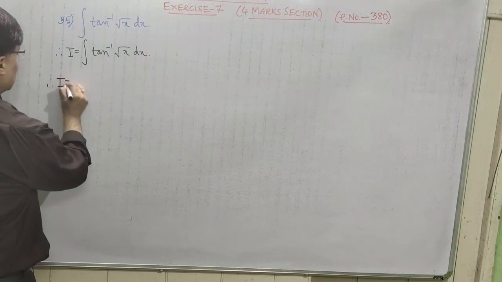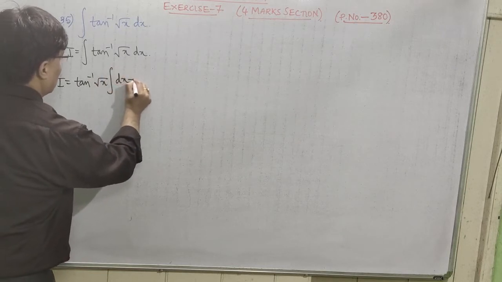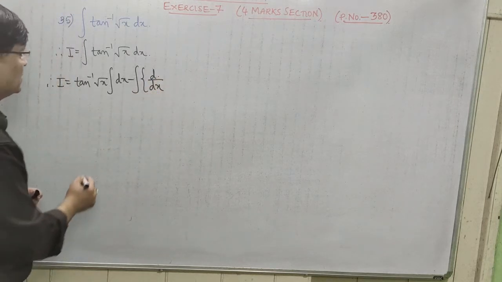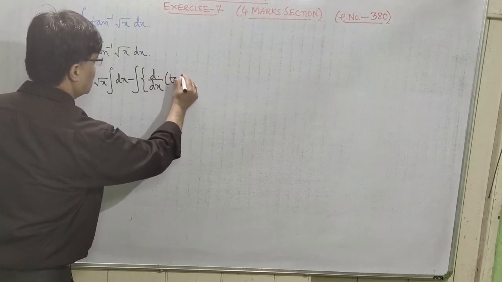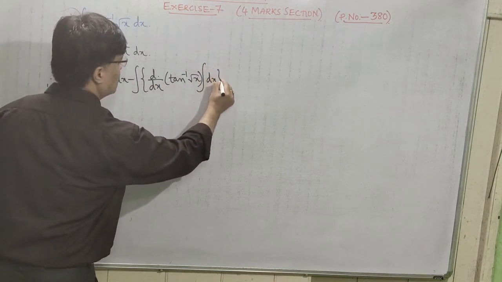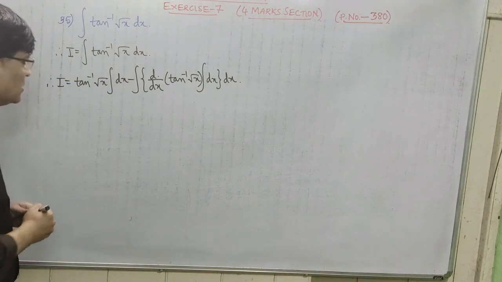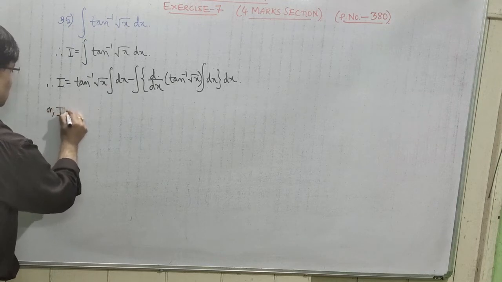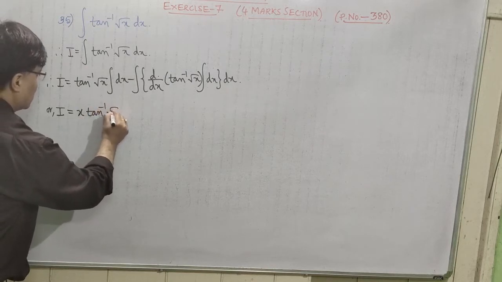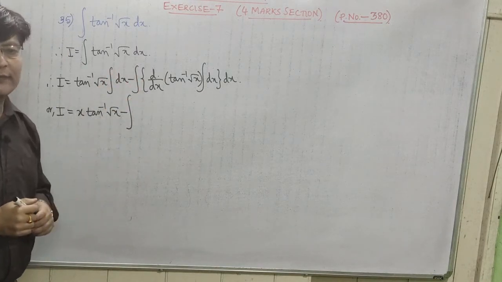So therefore I is equal to, this is taken outside, tan inverse root over x integral of 1 dx minus integration of, second bracket, this is d/dx of tan inverse root over x, then integral of 1 dx, second bracket closed, dx. So I think you have understood it. So I is equal to, let us integrate first. What is integral of 1 dx? x, then it is tan inverse root x minus integration of, what is d/dx of tan inverse root over x?